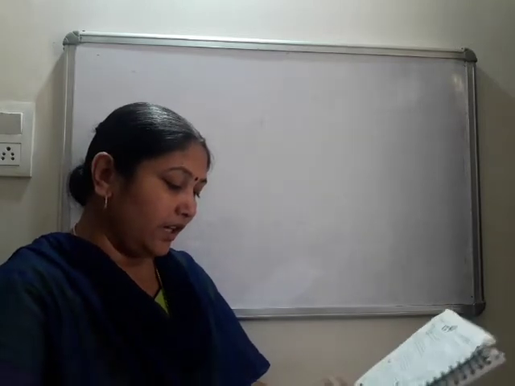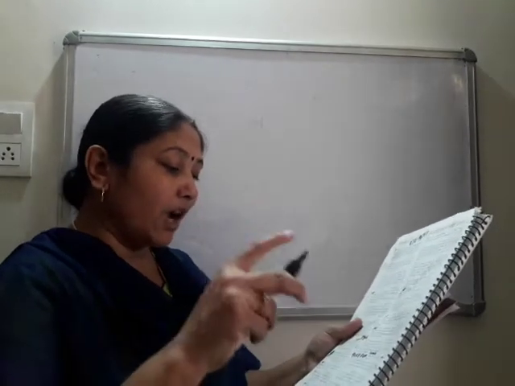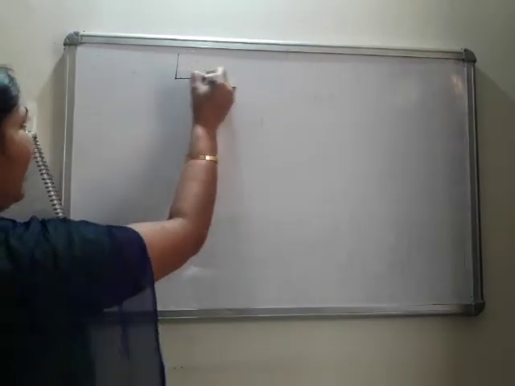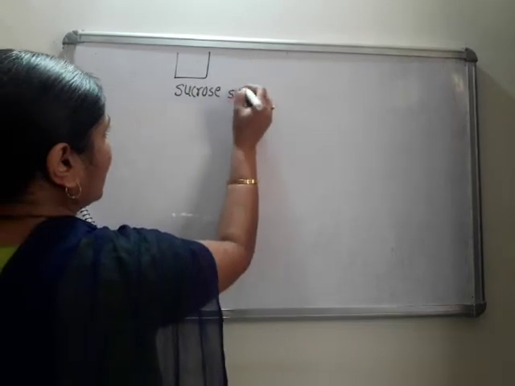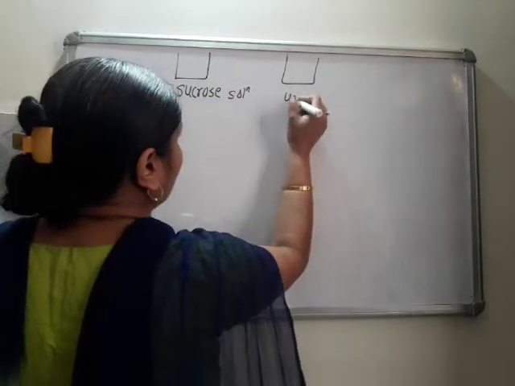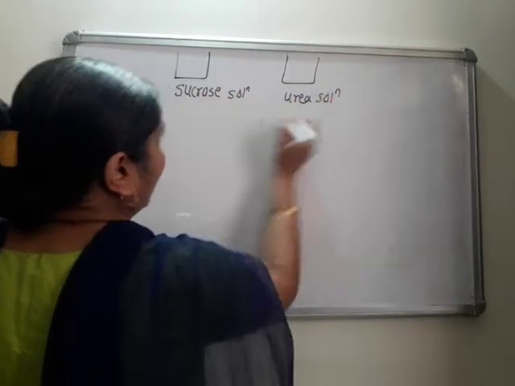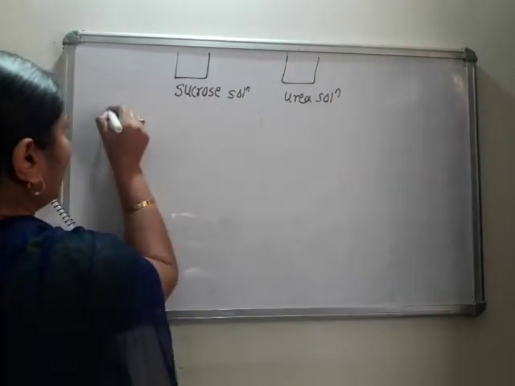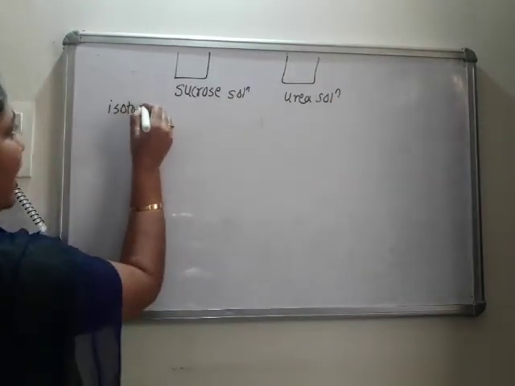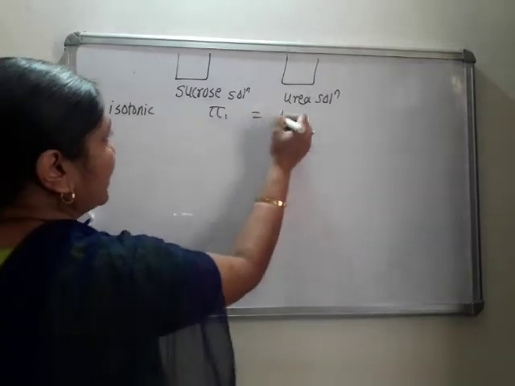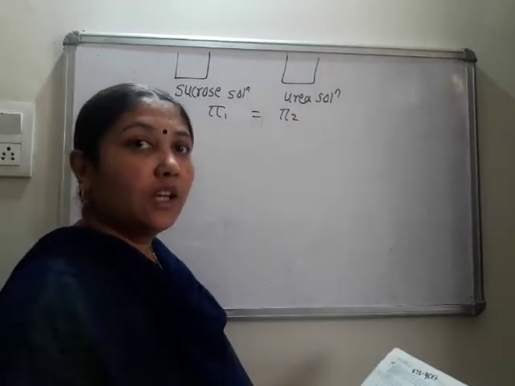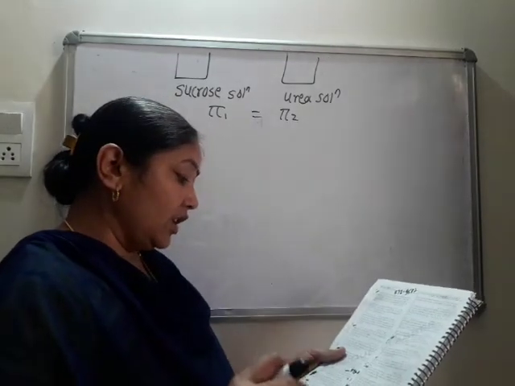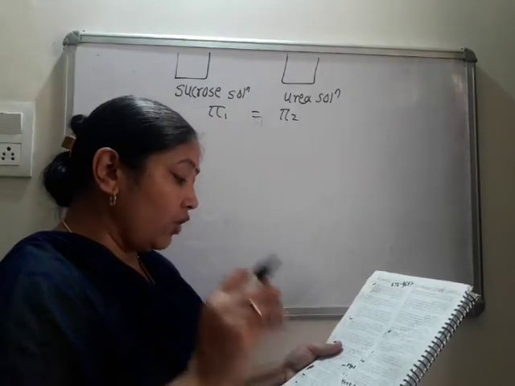Different question, read it carefully. What is the mass of sucrose? We have one sucrose solution and another, the urea solution. What is given? They are isotonic. Isotonic means pi 1 is equal to pi 2. Osmotic pressure of both the solutions are equal. And the question is, what is the mass of sucrose?